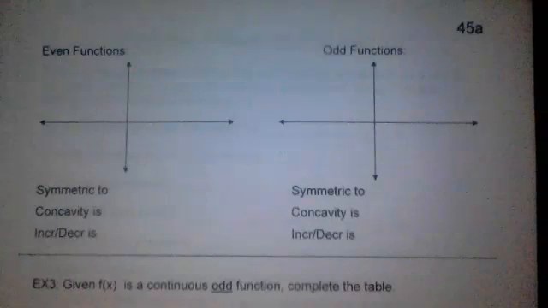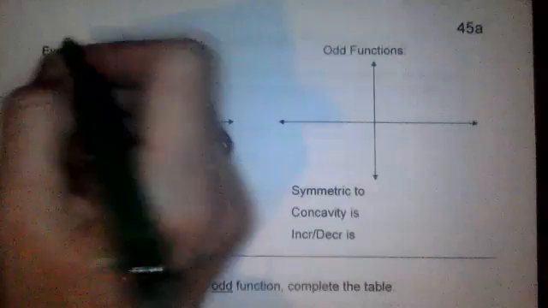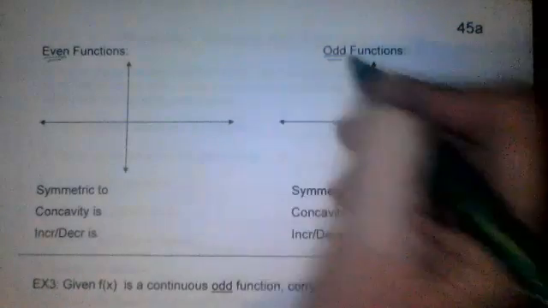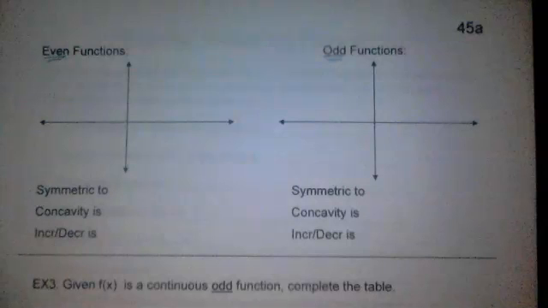All right, on the back, we're kind of switching gears. This is another way that we can sketch our graphs without having to find quite as much information. If we know that a function is even or odd, then certain patterns are going to occur with that function. So that's what we're going to look at here.